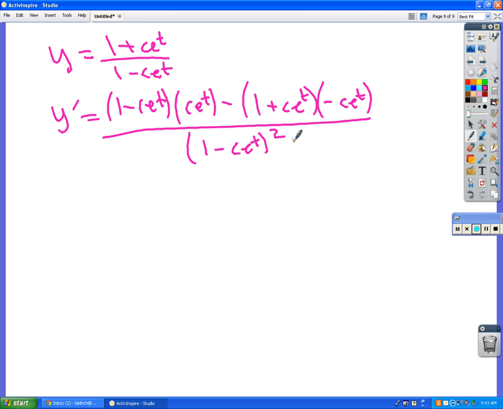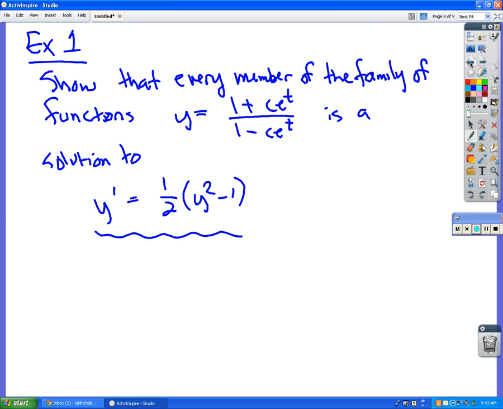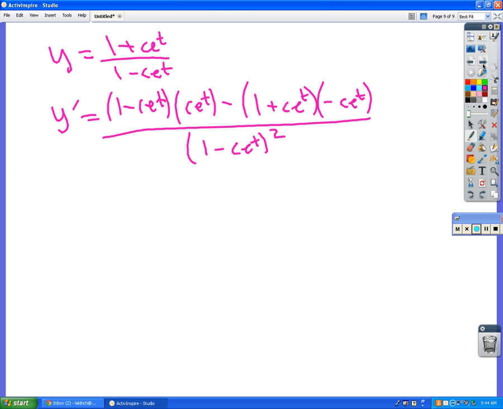All right, so our job is to take this derivative and make it fit this format right here. So we're going to do some crazy algebra, and in the end, we're going to turn this whole mess right here into 1/2 times 1 minus y squared. Ready?